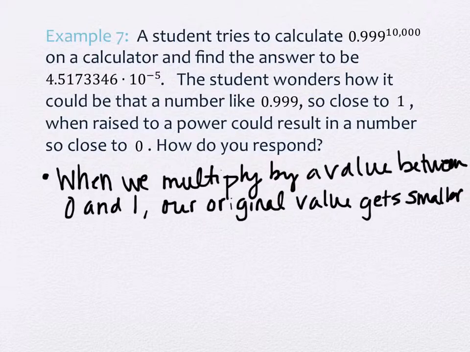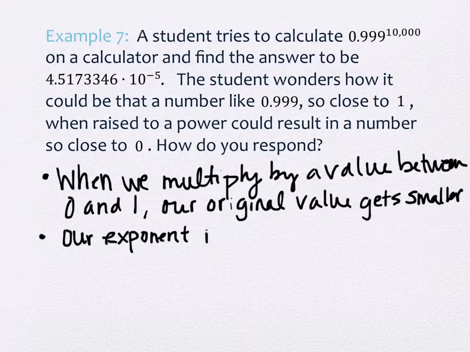Okay, so this is the first thing. This is what Andrew said. You multiply by something smaller than 1, and it gets even smaller than it was before. And the second issue is that our exponent is very large.